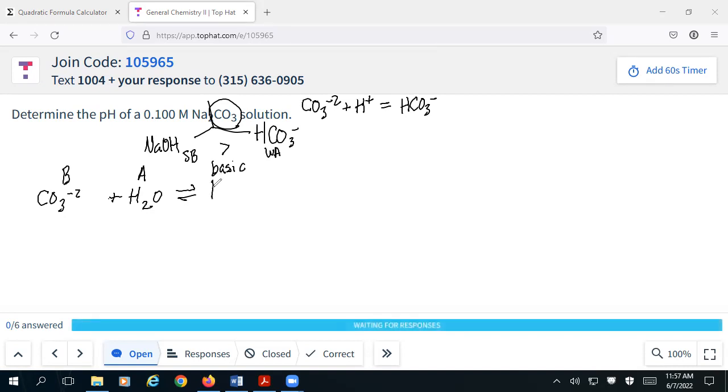Yeah, HCO3 minus. So water is acting as a proton donor. It's going to give a hydrogen away to the carbonate. That's going to give us the bicarbonate. And after the water gives up that hydrogen, all that's going to be left is hydroxide.